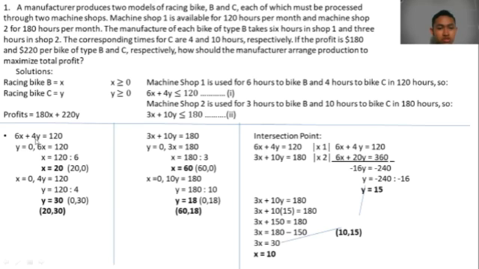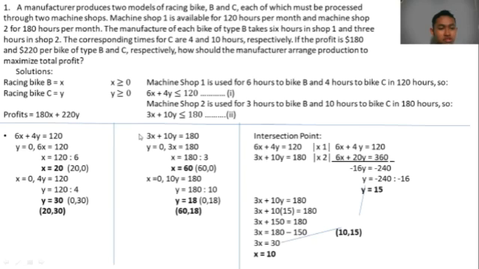From the first equation, 6x plus 4y equals 120. If y is 0, then 6x equals 120, so x is 120 divided by 6, and x is 20. To find the y point, we put x as 0, and then 4y equals 120, so y is 120 divided by 4, and y is 30. So the points of the first equation are 20 for x and 30 for y.